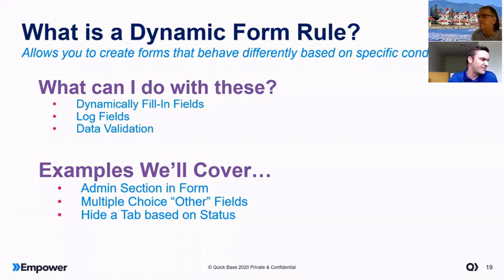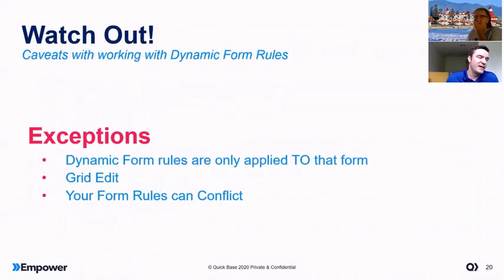And let me just cover a couple things where form rules may cause some issues for you. So some caveats when working with dynamic form rules. Keep in mind that the form rules you create are only applied to the specific form you are configuring them for. So if you like the way one behaves for one form and you think it would be helpful for other roles while working on that same table, you're going to need to apply those to those other forms as well. They only work on a form by form basis, so record by record, so they won't trigger in grid edit.